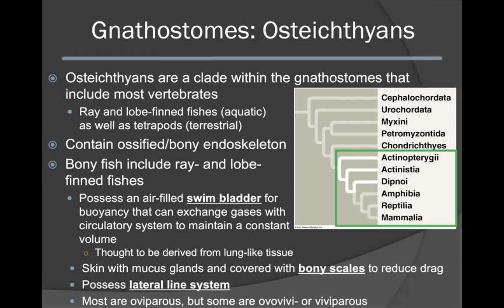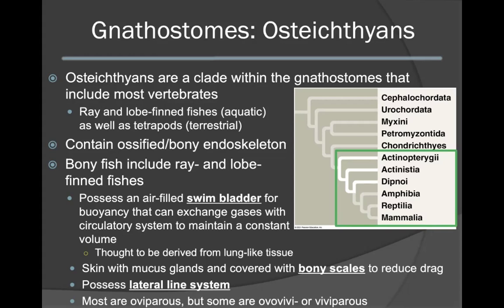Bony fish will possess an air-filled swim bladder for buoyancy. However, this swim bladder can also exchange gases with the circulatory system in order to maintain a constant volume. It is now thought that this swim bladder originally derived from lung-like tissue.